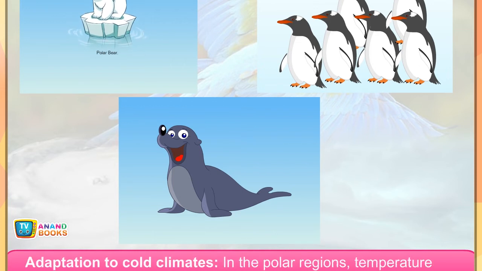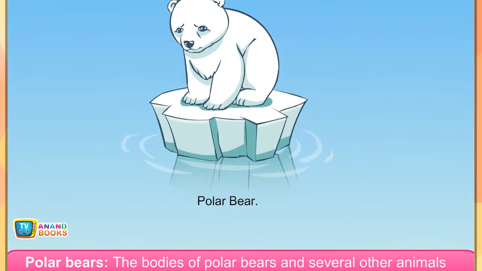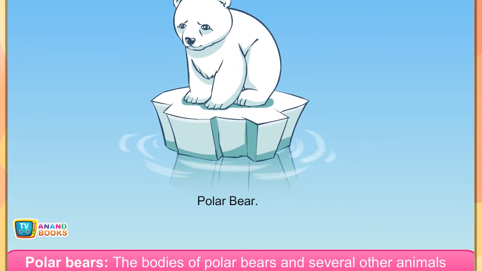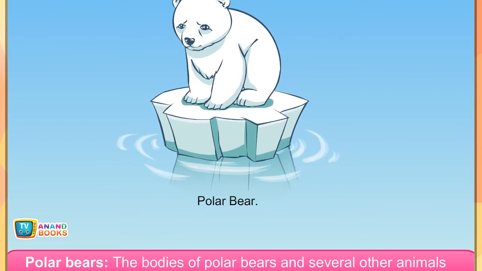Adaptation to cold climates. In the polar regions, temperature may drop to -37 degrees Celsius. Animals such as polar bears, penguins, etc. are adapted to it. Let us see how. Polar bears. The bodies of polar bears and several other animals have dense, fine fur that traps air, which is an insulator, keeping them warm.